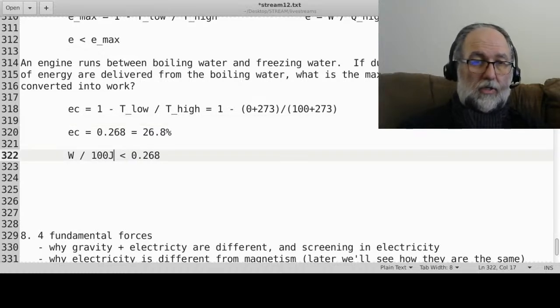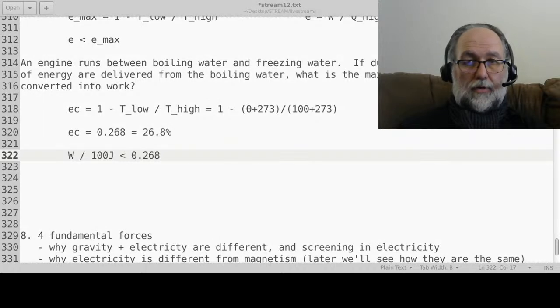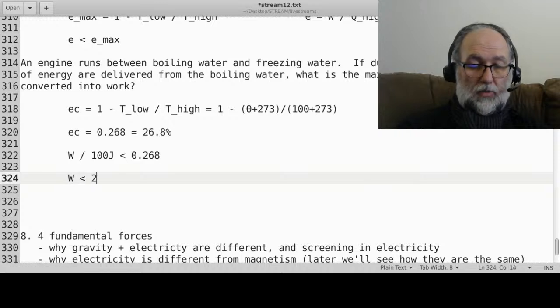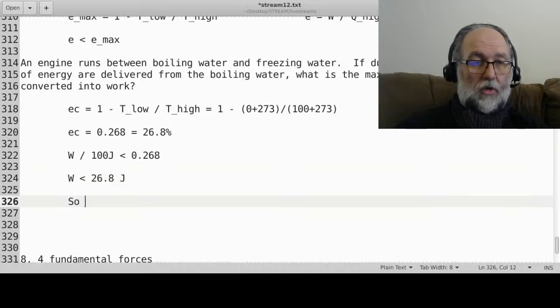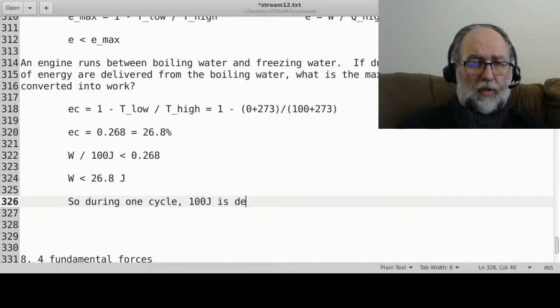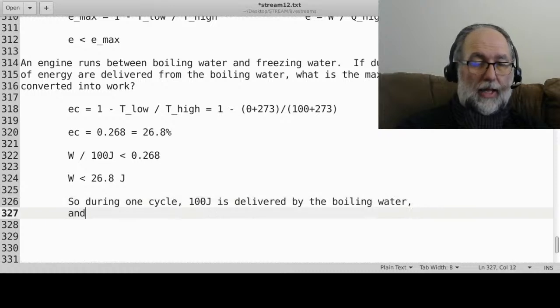Now, the amount of energy that's absorbed during one cycle is 100 joules. So we could write in for Q high that. Okay? Now, if we multiply both sides by 100, we'll get that W has to be less than 26.8 joules, like that. So during one cycle, 100 joules is absorbed, or delivered is probably a better word, delivered by the boiling water, and only 26.8 joules at most, because it could be less but not more, is converted into work.